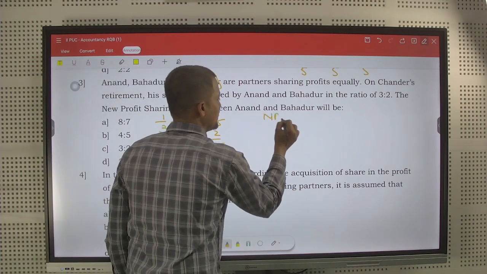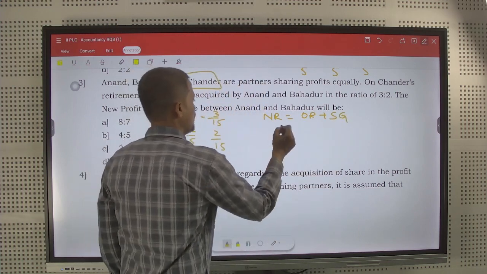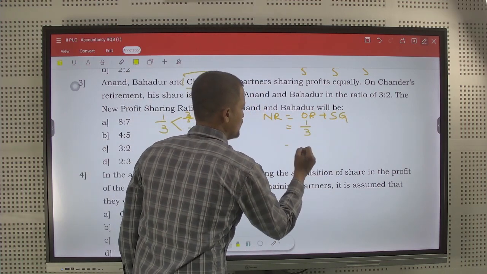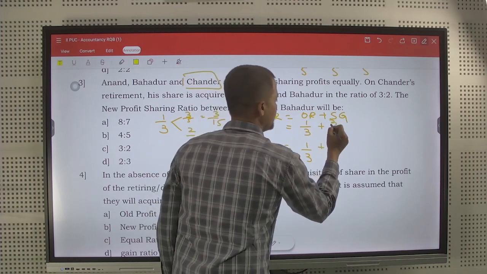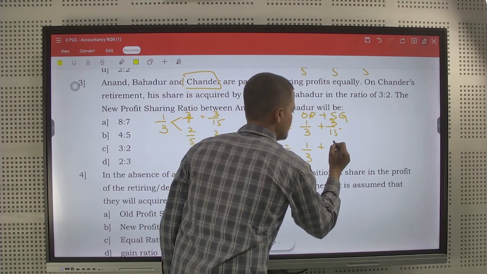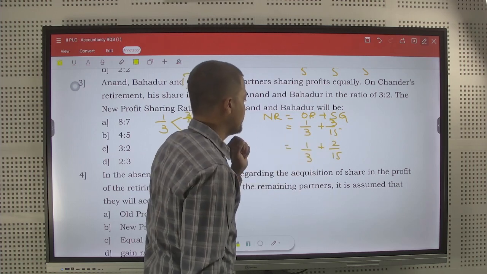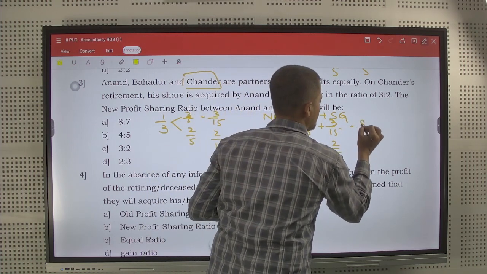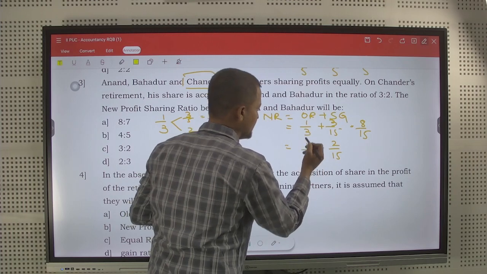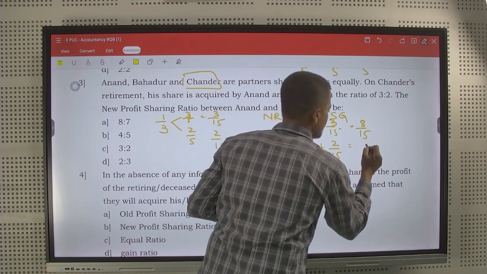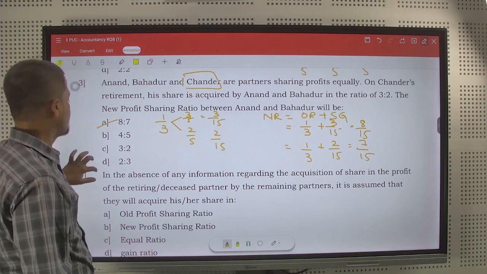Now, how to find out the new ratio? You know that new ratio is equal to old ratio plus share gained. The old ratio is 1/3 and 1/3. Plus 3/15 and 2/15. If I convert 1/3 to 15, it will be 5/15. So 5 plus 3 will be 8/15. And here also, converting into 15, it will again be 5/15. So 5 plus 2 will be 7/15. So the new ratio will be 8:7.